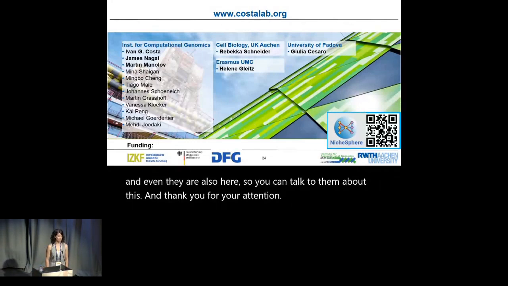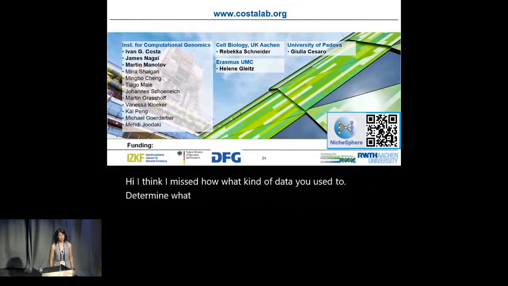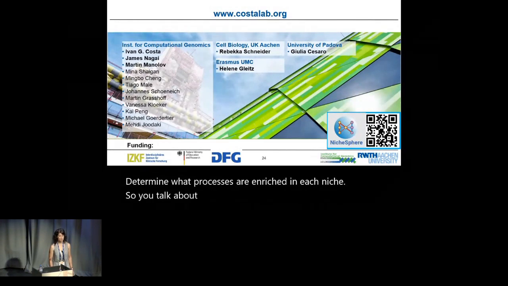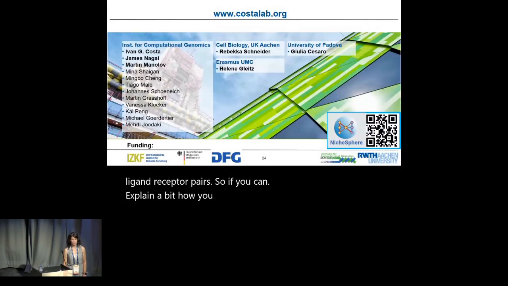I think I missed what kind of data you use to determine what processes are enriching each niche. So you talk about processes that you use to then filter this ligand receptor pair. So if you can explain a bit how you find those processes in the niches.